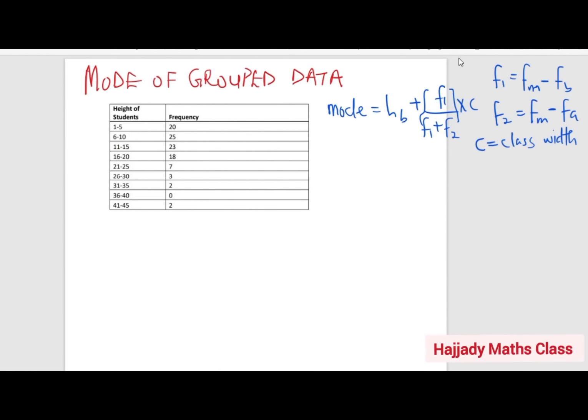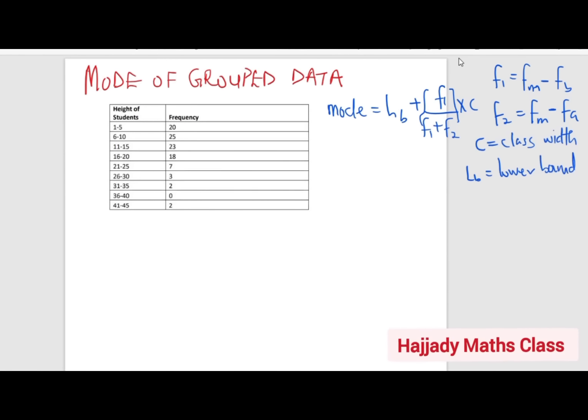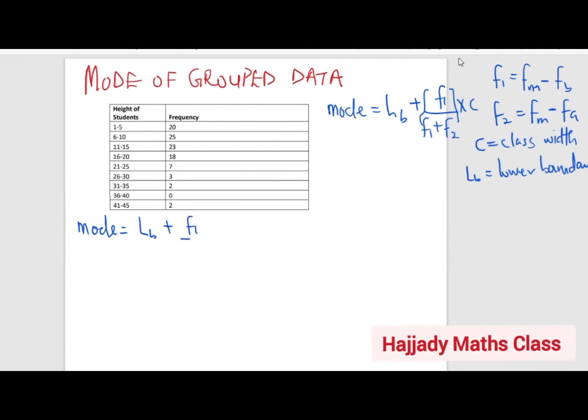And LB is the lower boundary. So these are the parameters that we have. Now we are going to use this to compute the information given to us there. We are making use of the same formula here. We have that our mode equals LB plus F1 over F1 plus F2 multiplied by C.